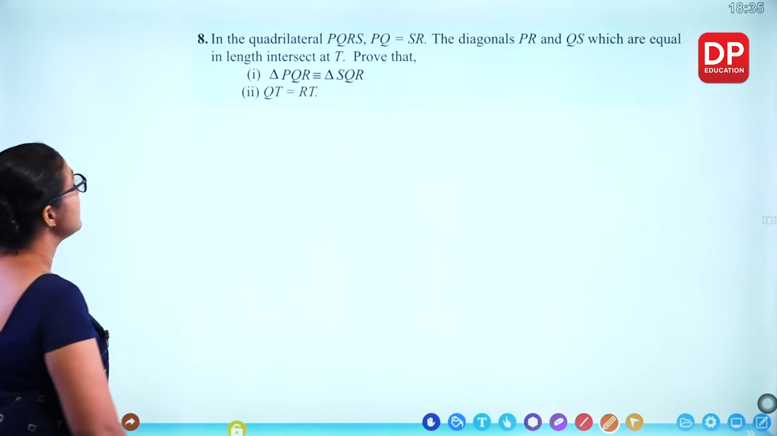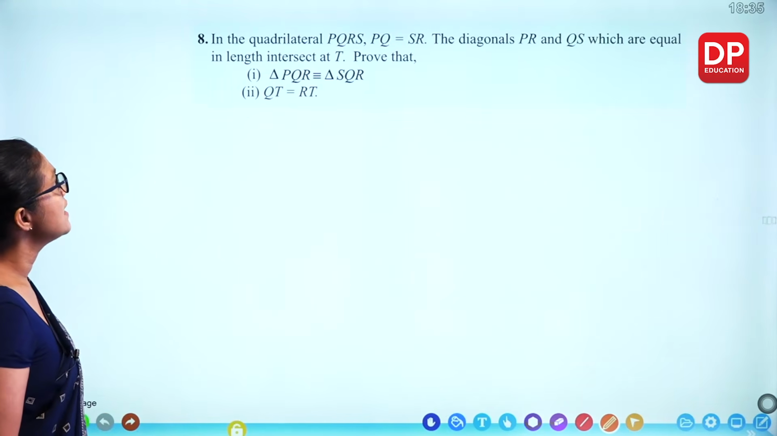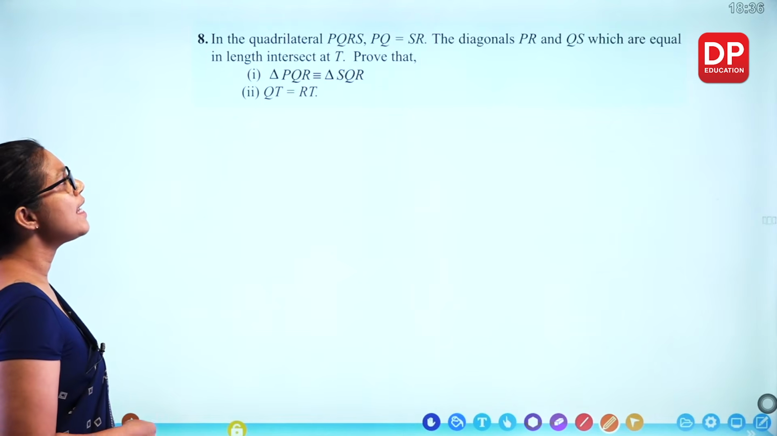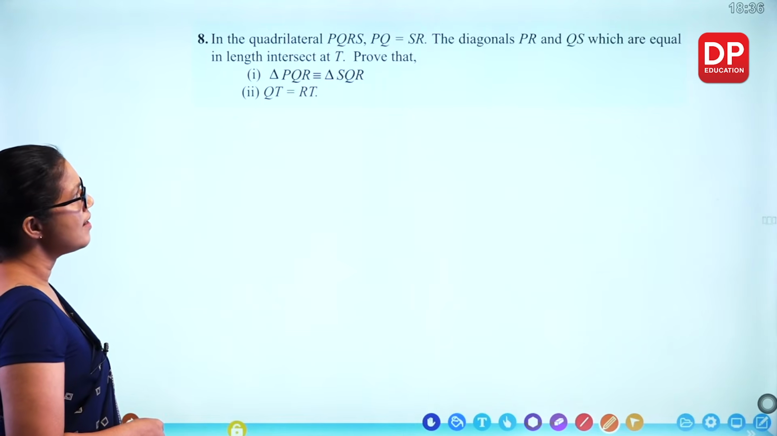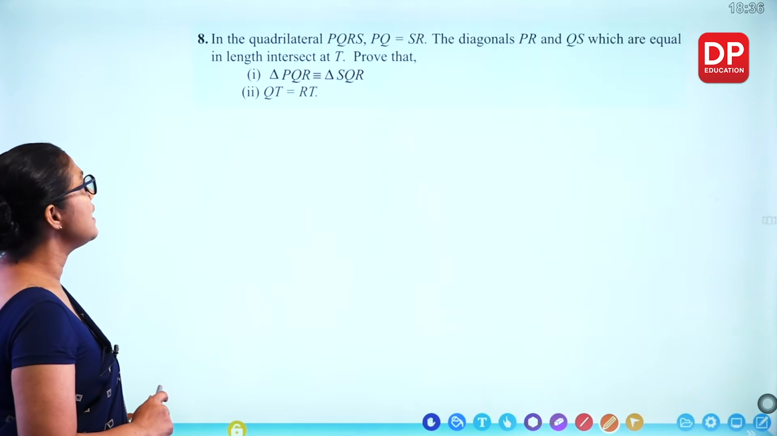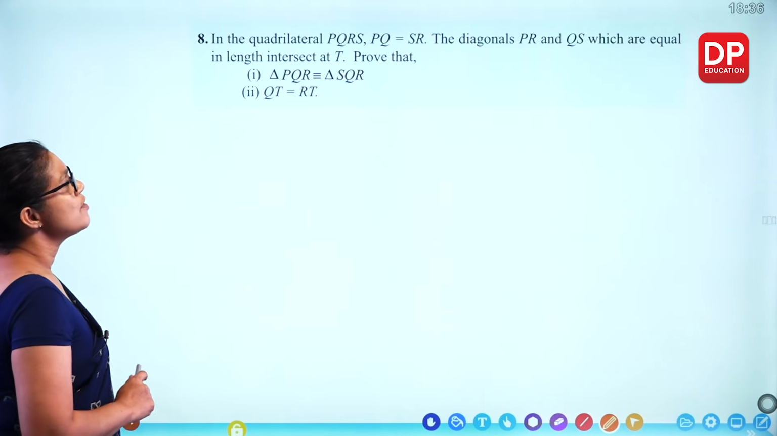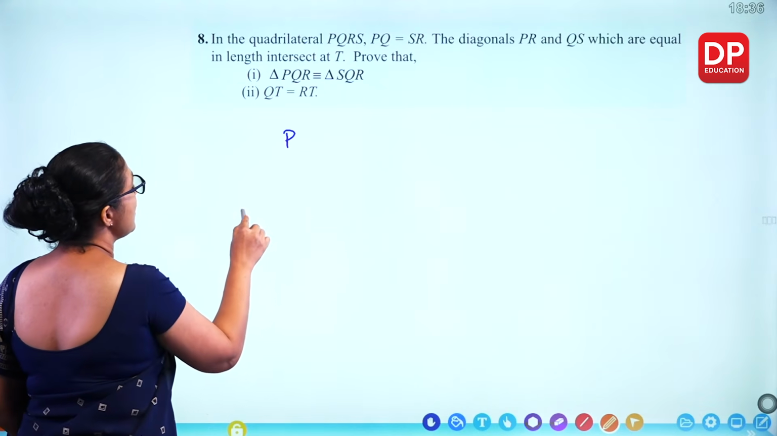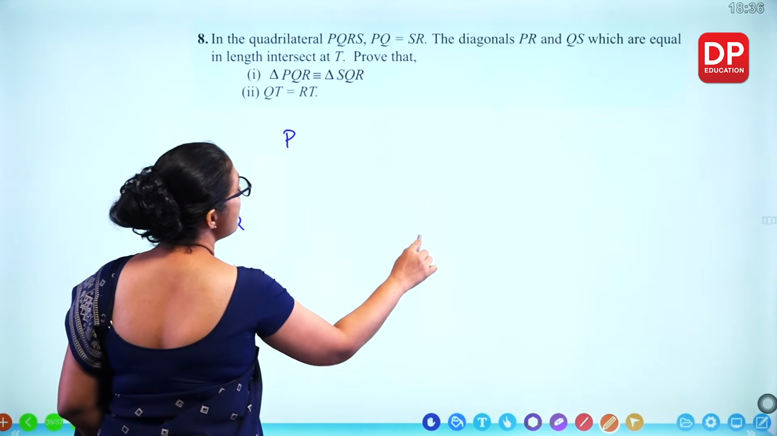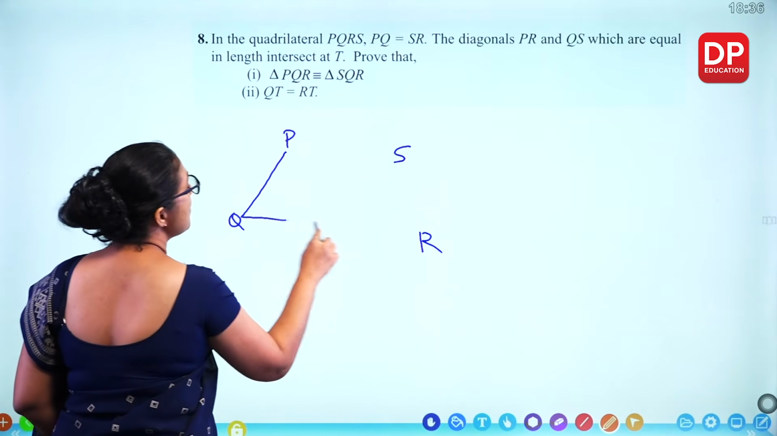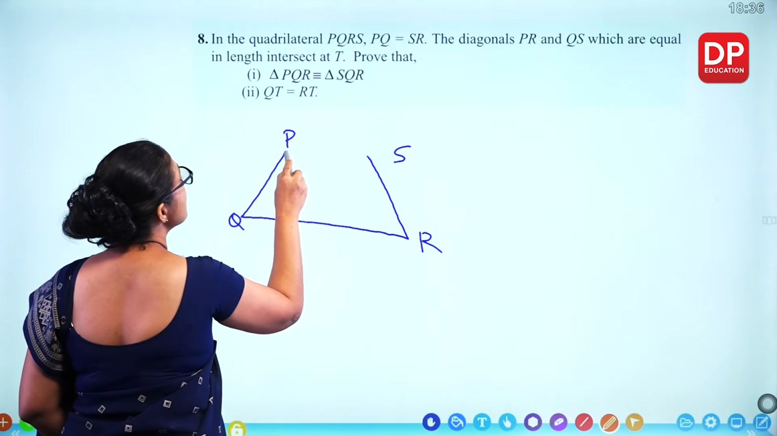We'll take the next question, question number 8. It says it's a quadrilateral PQRS and PQ is equal to SR, and the diagonals PR and QS, which are equal in length, intersect at T. So we'll try to draw the diagram. So we'll take P, Q, R, S, something like this.